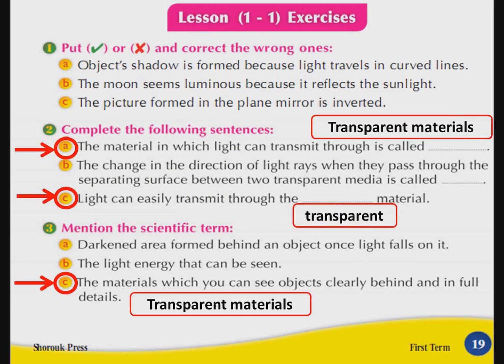Complete the following sentence. The material in which light can transmit through is called. Transmit through means that you can see things behind clearly. This will be the transparent materials. Light can be easily transmitted through, as we explained that light can easily transmit or move or pass from one side to the other side. This will be the transparent material.